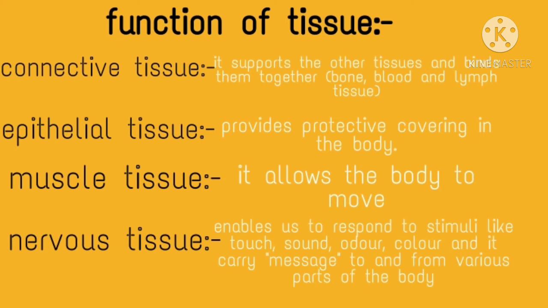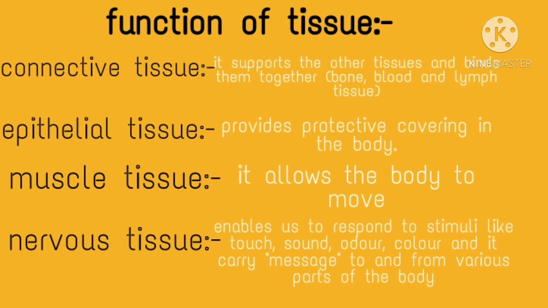From the name we can get an idea. The tissues which join different parts of the body are called the connective tissues. It means they bind the bone, blood and lymph tissues together. Epithelial tissue. The epithelial tissue provides the protective covering in the body. The skin, the mucous layer of the mouth cavity, the inner surface of the blood vessels, they are all made up of the epithelial tissue.